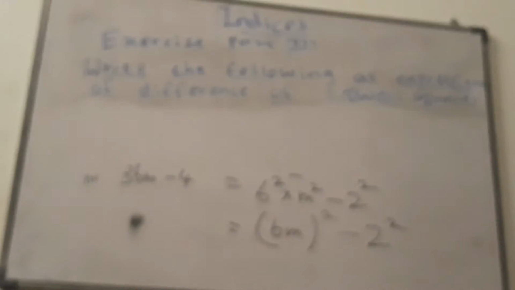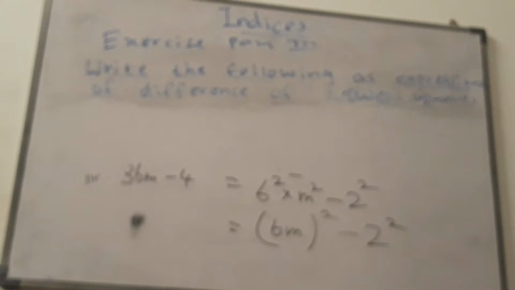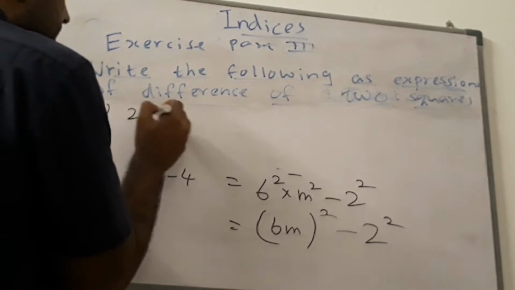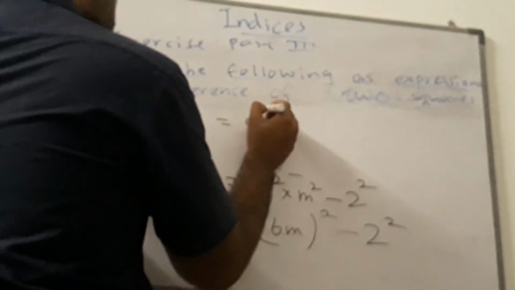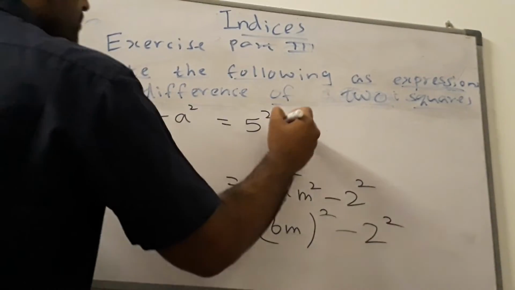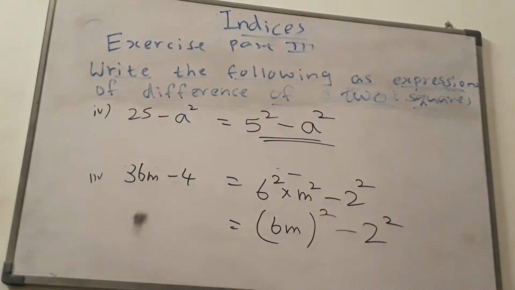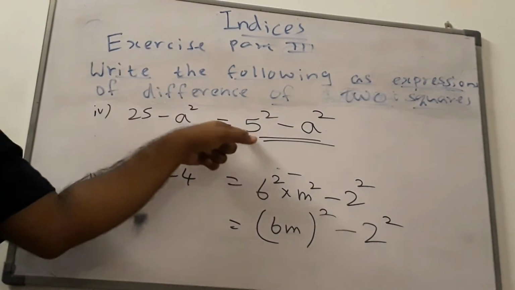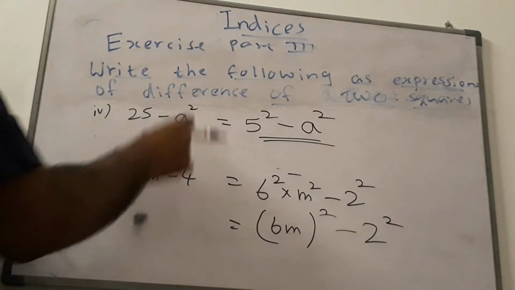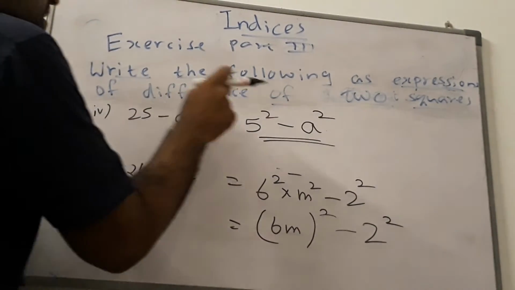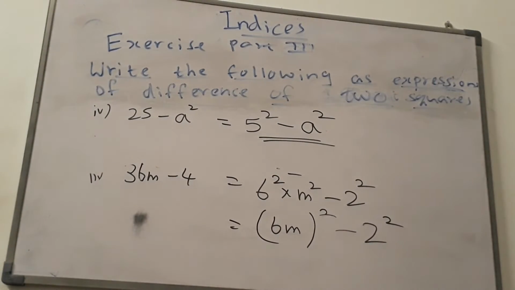Fourth question is 25 minus a squared. 25 means 5 squared, 5 times 5 is 25, minus a squared. This is the answer for this. 25 can be written like square of 5. A squared is a squared. So as an expression of two squares, this is 5 squared minus a squared.